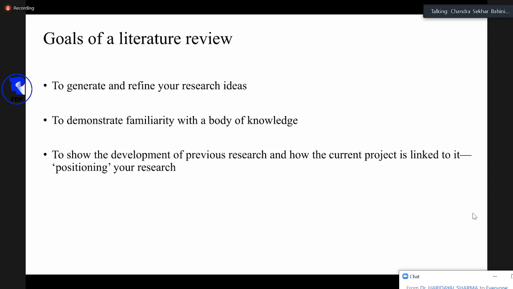Therefore, you have to refine the research ideas, become familiar with the body of knowledge and the development of previous research, and link how the current project is connected to it. Basically, you have to know what already exists so that you can position yourself: these are the things already known to people, so where should I fit? What kind of research question should I raise, and where do I fit within that discipline or discourse?